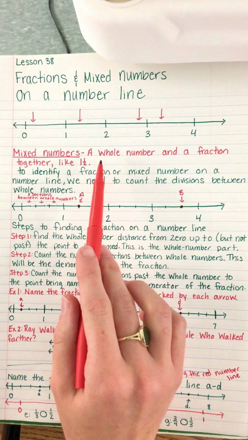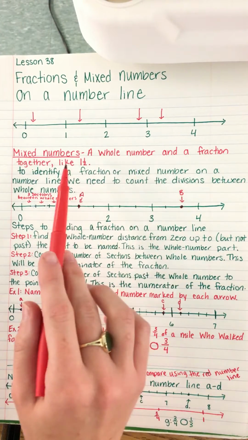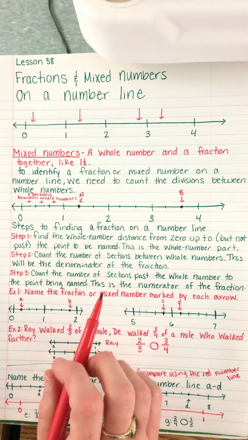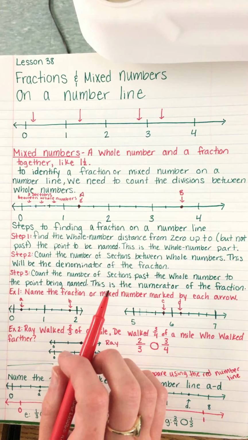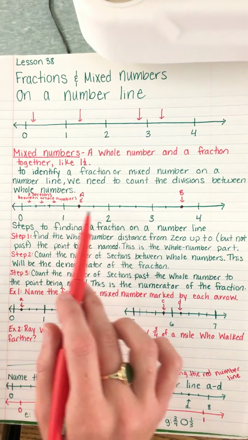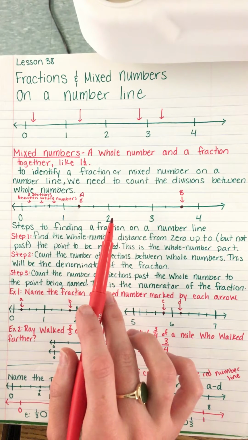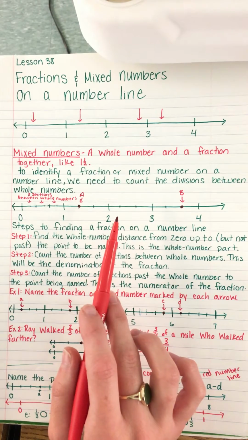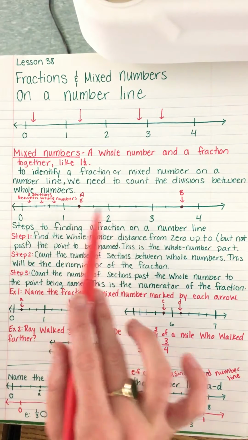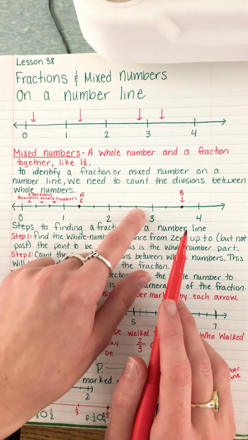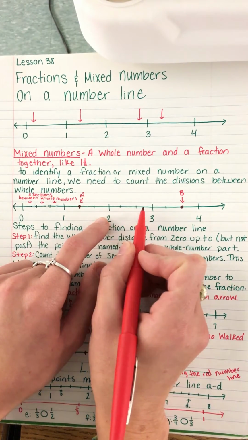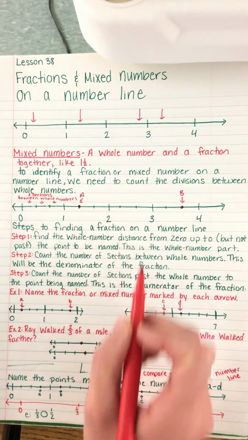A mixed number is a whole number and a fraction together, like 1 1/2, for example. To identify a fraction or mixed number on a number line, we need to count the divisions between the whole numbers on the number line, like right here, for instance. We can see that the distance between every two whole numbers is divided into sections, 1, 2, 3. But we don't count these lines, we count the spaces. So we can see that it's divided into thirds.